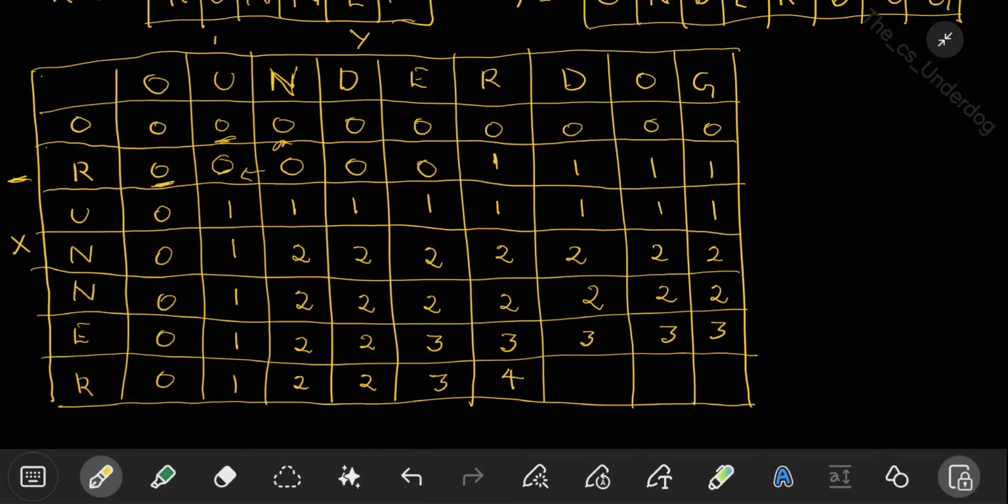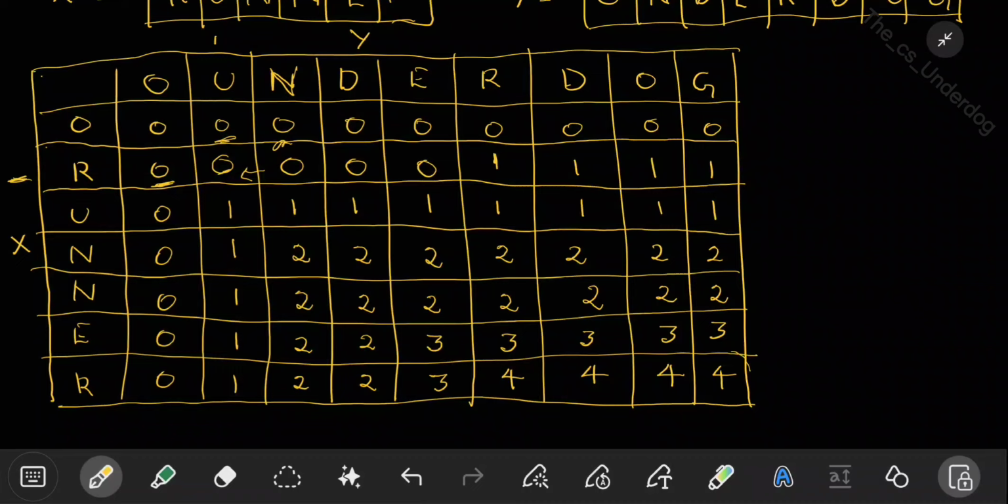Again, R and D do not match. So you copy 4 from left. R and O, they also do not match. What will you do? You'll copy 4 from left. R and G, again, do not match, which means you will copy 4 from left.